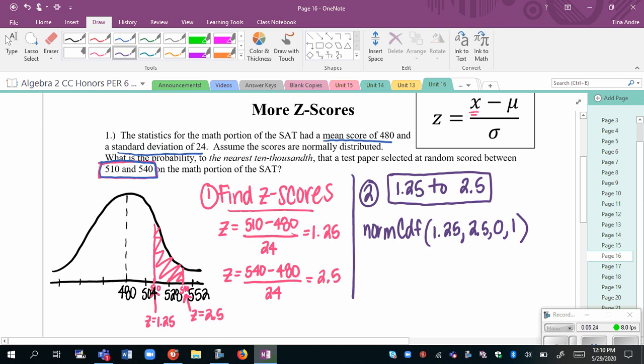So let me record that. So I end up with 0.09944. We're rounding this to the nearest 10,000th. So 4 decimals. So 0.0994 is our probability for this. So that's the likelihood of being between 510 and 540.